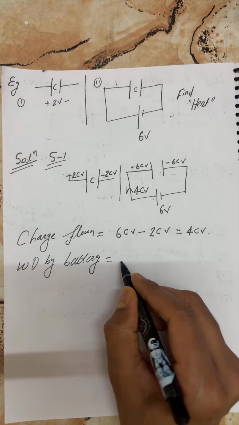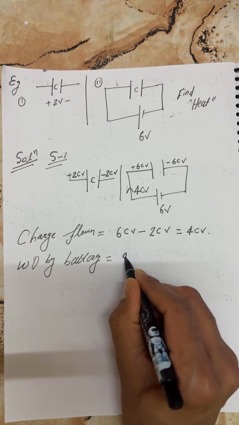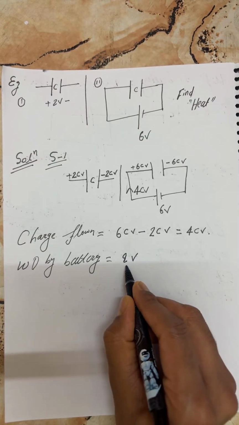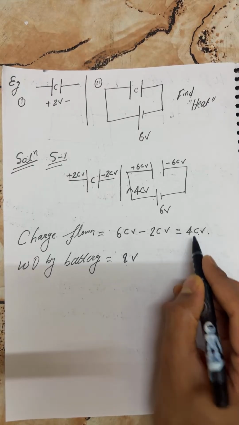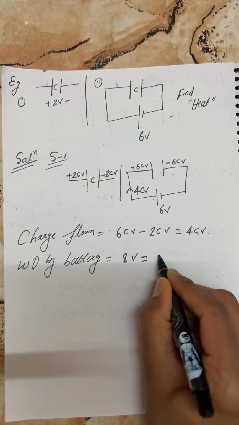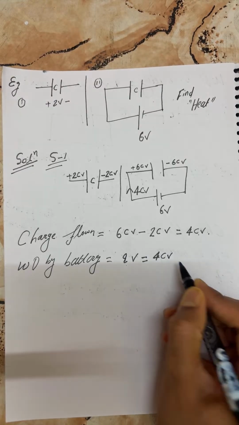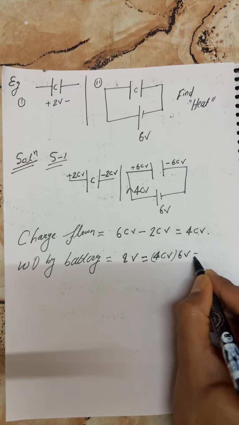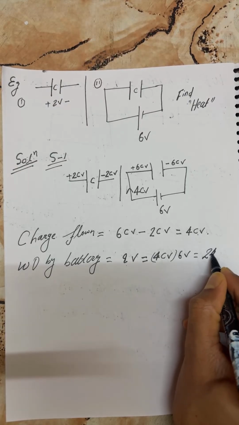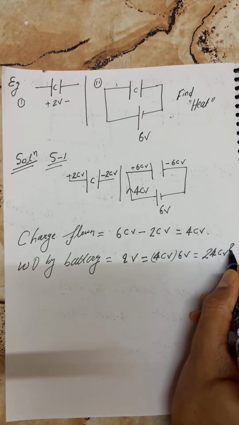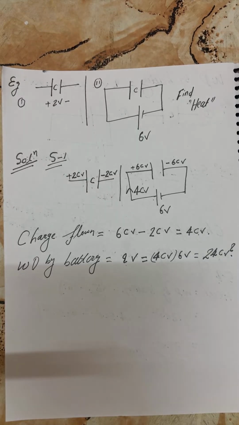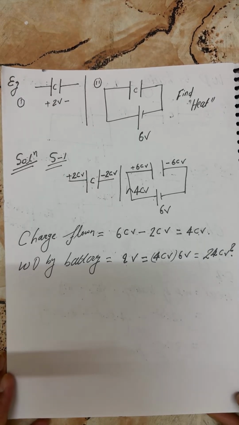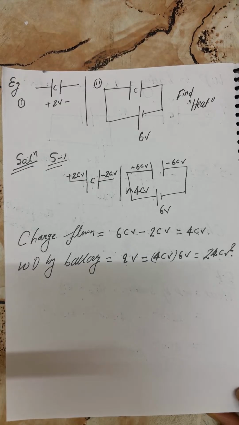So what is work done by battery? This is Q into V. Q is the charge flown. How much charge flown here? This is 4 CV. What is the potential drop? 6V. So you can say this is 24 CV square. This is 24 CV square.